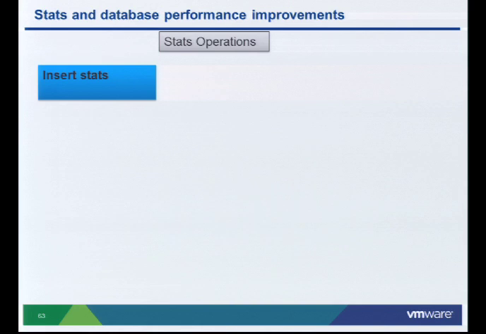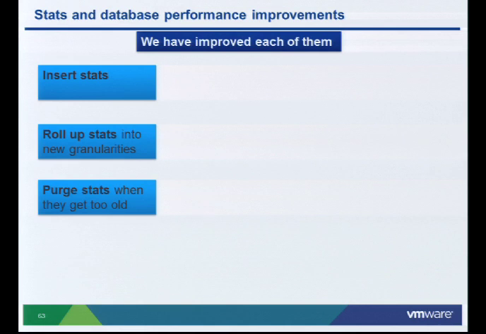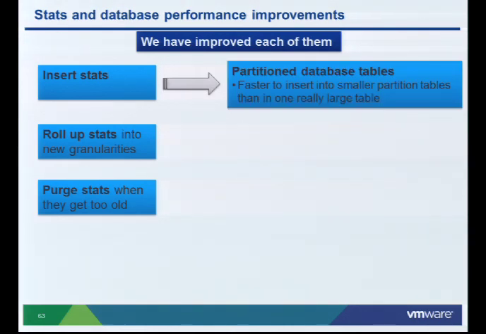So what are the stats operations we do? Well, we insert stats, we roll up stats into new granularities, and then you purge stats when they get old. In each of these things, we've made improvements. The most fundamental change is that instead of a single big honking database, we've created a lot of partitioned database tables. So when you insert into smaller partitions, the other partitions are not affected, and there's less lock contention. So inserts have become really fast.